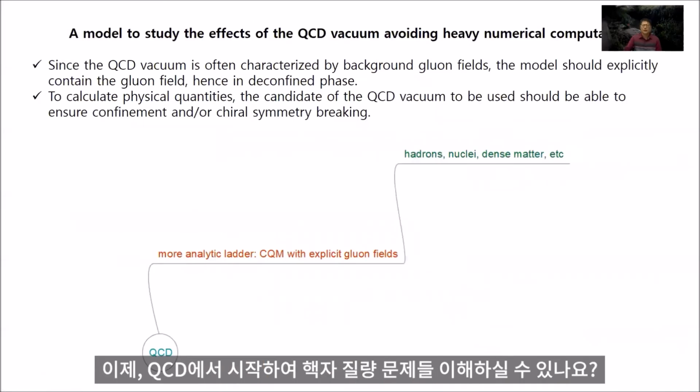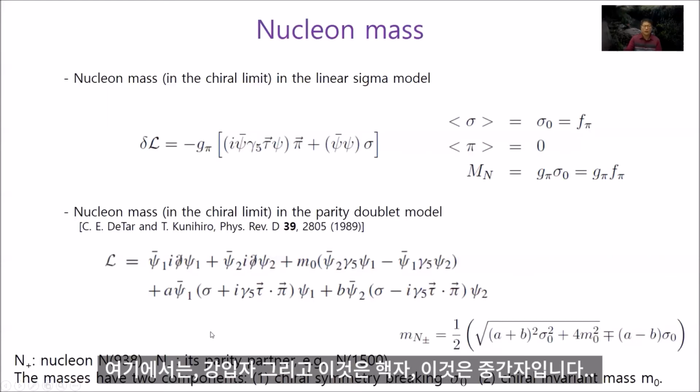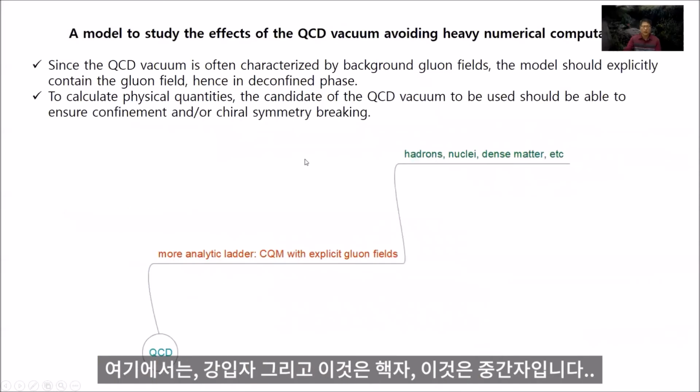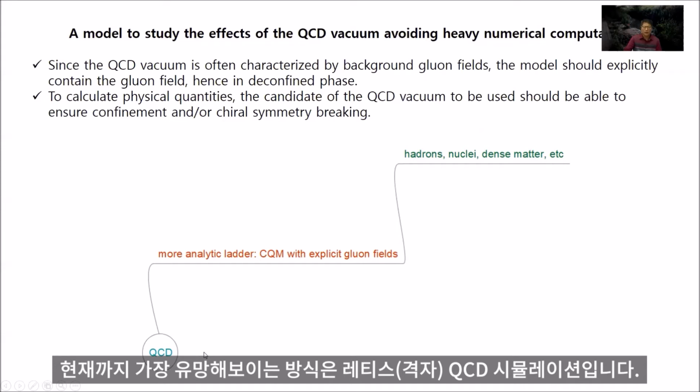Now, can you understand such a problem starting from QCD? I mean, starting from quarks and gluons. Here, these are all baryons, hadrons. I mean, this is the nucleon, this is mesons. If you want to understand these hadrons and dense matter in terms of QCD, the simplest way or the most promising method so far is lattice QCD simulations.